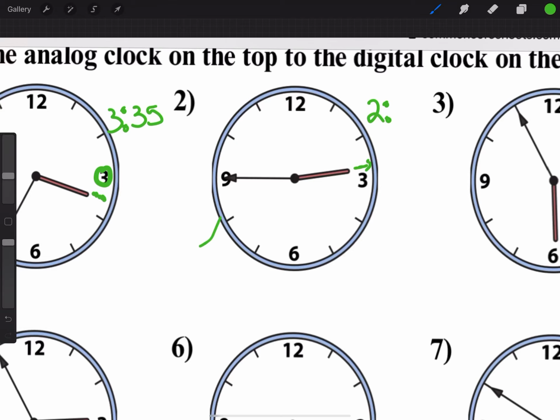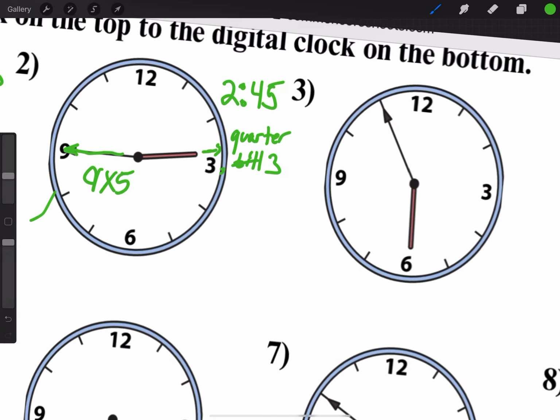Now, if I look all the way over to the 9, and I multiply that times 5, 9 times 5, that is 45. So often you'll see it say 2:45, or sometimes you'll see it say quarter, depending on how you want to say it, quarter till 3. Okay? Because we're 1/4 of an hour until we hit 3 o'clock. Okay? Let's look at this next one.